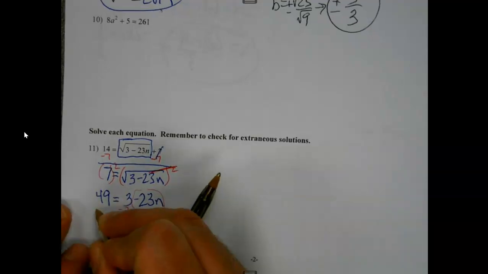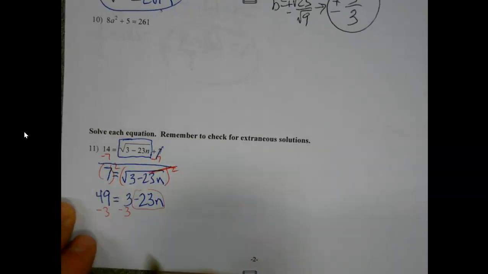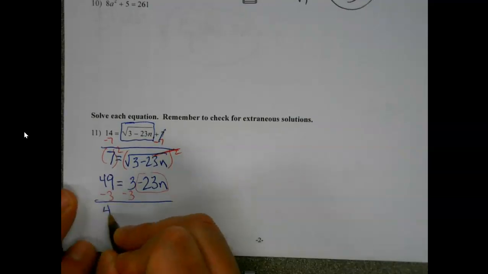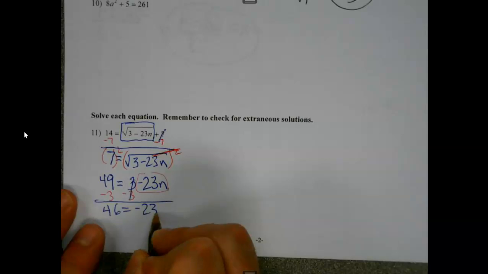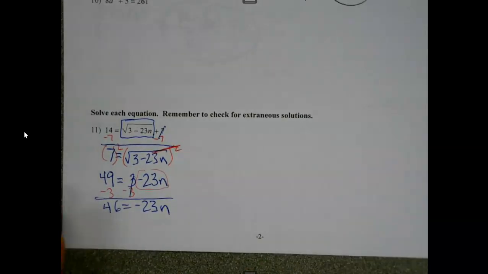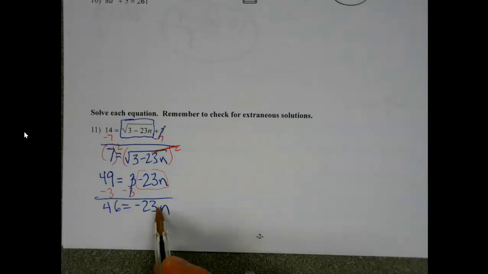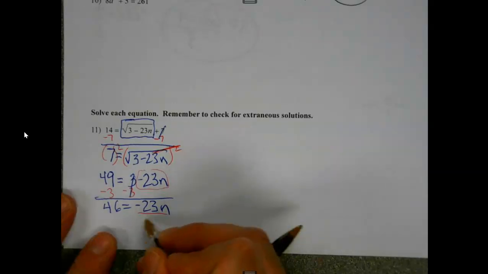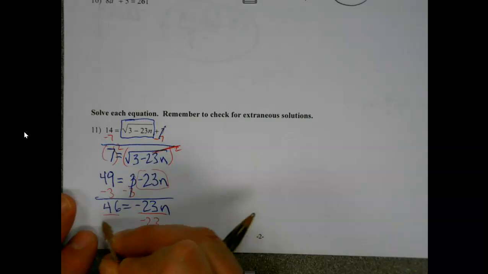So just keep doing your opposites. That positive 3, if we subtract it out, and now it's just details. Like here, I'm not adding 23, because that's in the middle here. We're just going to divide that out.